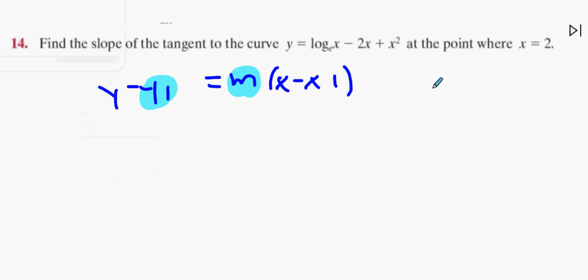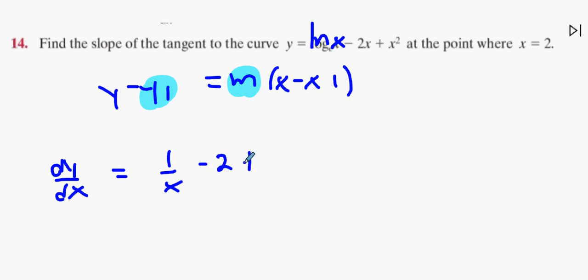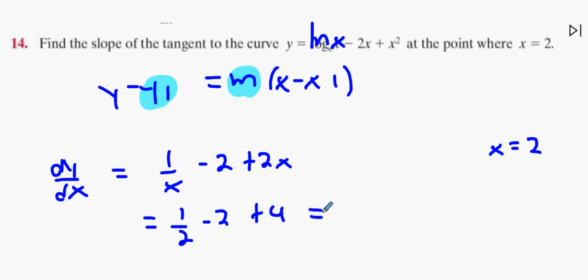So, first thing we're going to do is find the slope. It's differentiation after all, so we'll differentiate. Now, this is ln x, which we all know is 1 over x. Then minus 2, and plus 2x. And then we have x equals 2. So that's going to be a half minus 2 plus 4. Did anybody get a slope of 4.5 take away 2, which is 2.5? Anybody get 5 over 2 for the slope?